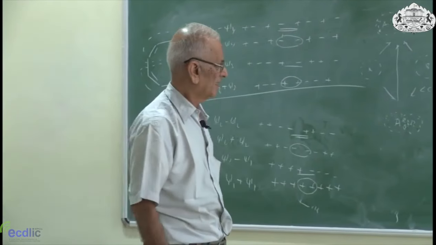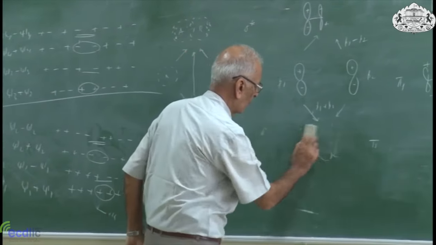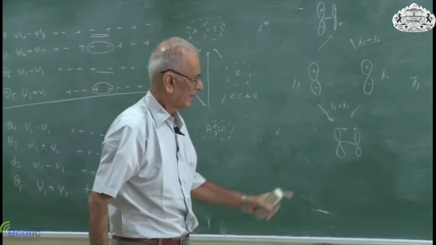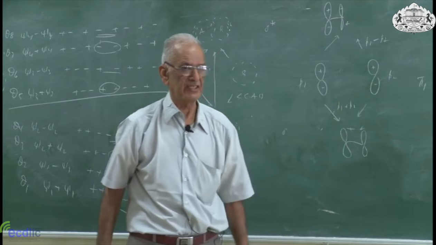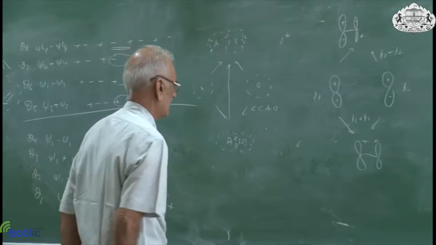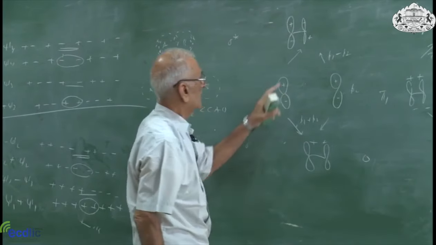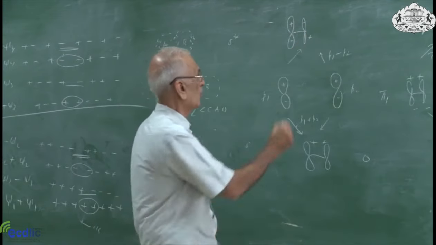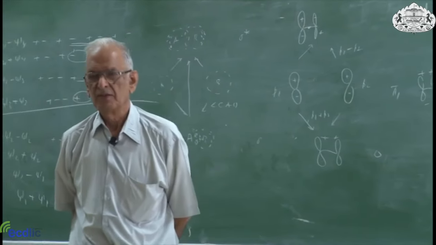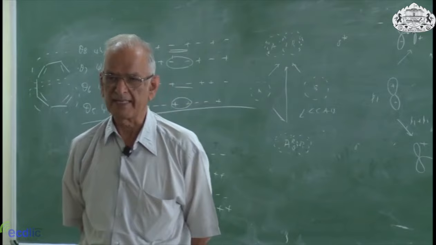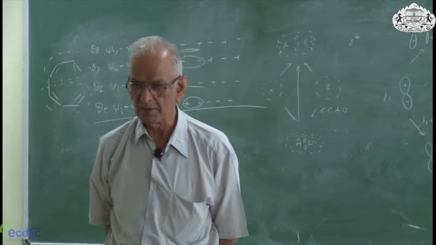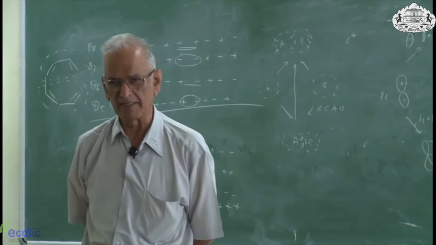What is this next question? Question of nodes. Here there is no sign change. So the first orbital has no nodes. The second orbital has one node. Where is that sign change? One sign change. So the first orbital has no nodes, the second orbital has one node, the third orbital has two nodes, the fourth orbital has three nodes, the 100th orbital has 99 nodes. Very simple. So let's see.